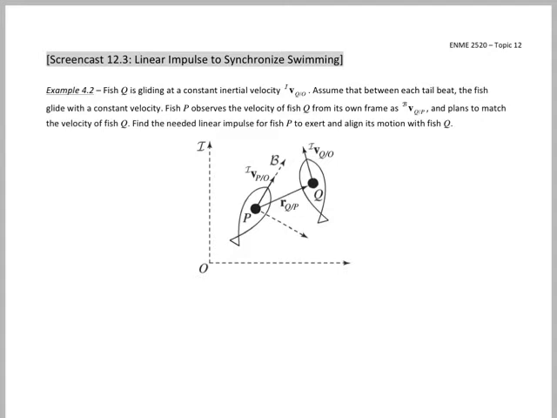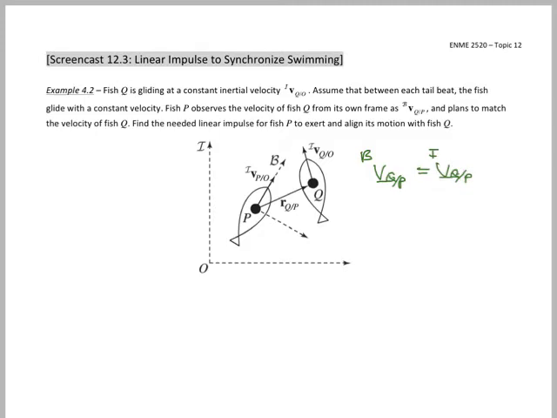So what the fish P can observe is the velocity of Q with respect to itself, and it's making the observation in the B frame. Now, it's important to note here that between each tail beat, the fish will glide with a constant velocity. And so anytime you hear the idea of moving at a constant velocity, your ears should perk up because you know about Newtonian relativity, because anything that moves with a constant velocity is also an inertial reference frame. So that means that the velocity of Q with respect to P as observed in the B frame is the same as the velocity of Q with respect to P in the inertial reference frame.